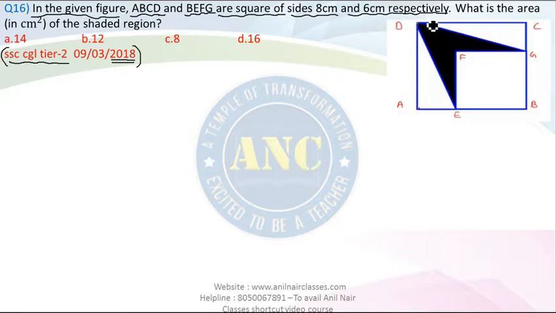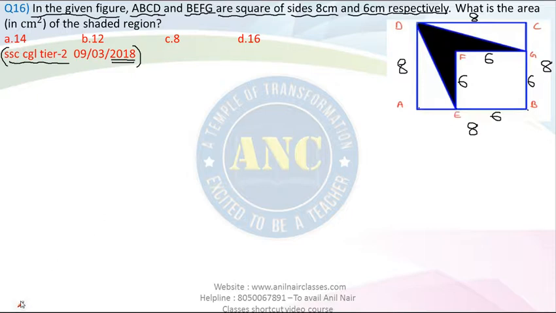ABCD is a square of side 8 cm. That means this entire thing is 8. Similarly, AD entirely is 8 and BC entirely is also 8. That is the first statement. BEFG also is a square and it is of side 6 cm. So GF is 6, FE is 6, EB is 6 and BG is also 6.